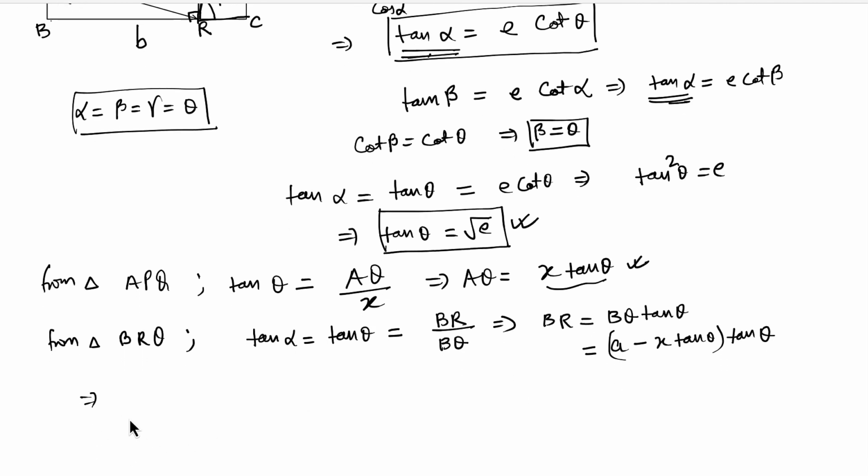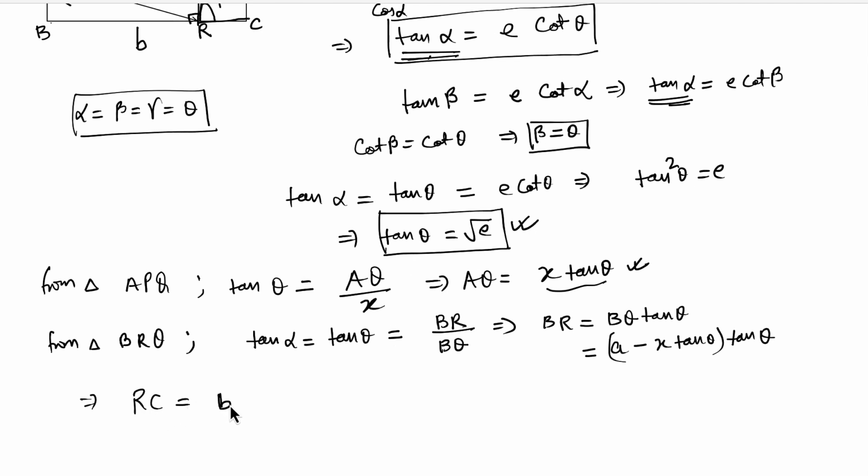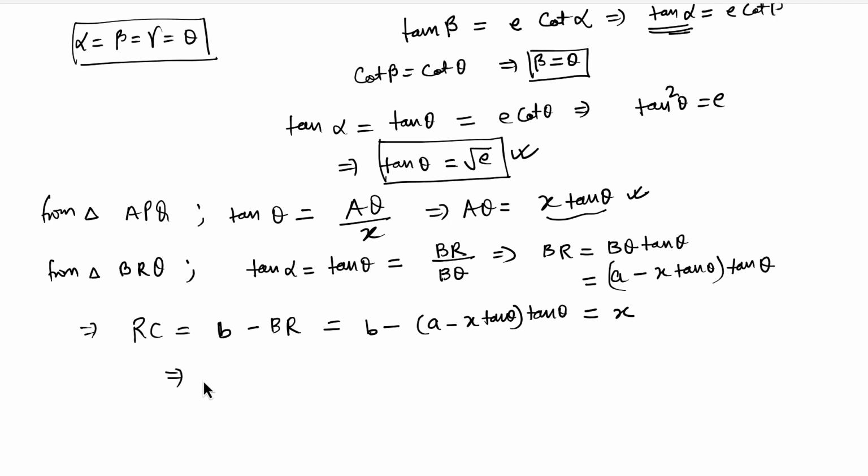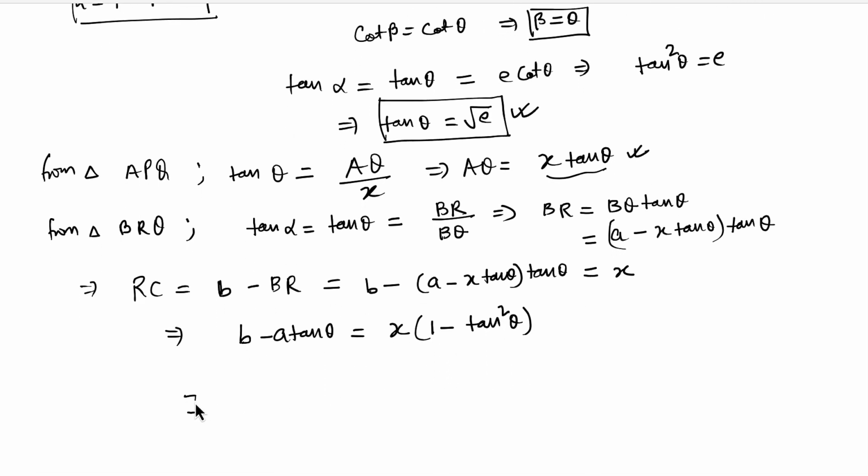Therefore RC will be B minus BR, which is B minus (A minus x tan theta) times tan theta, and that should be equal to x also, because this is also x by symmetry, and therefore we get B minus A tan theta equal to x(1 minus tan square theta), and therefore x equal to (B minus A tan theta) where tan theta is root E, over (1 minus E).